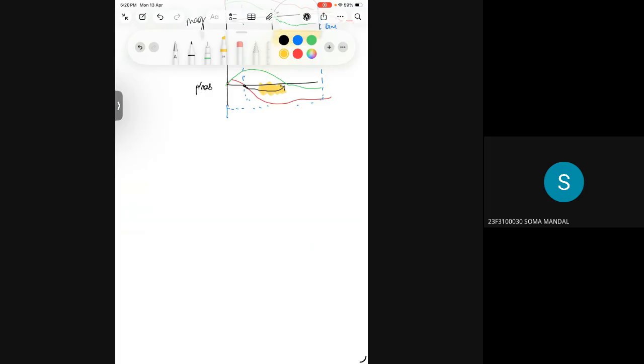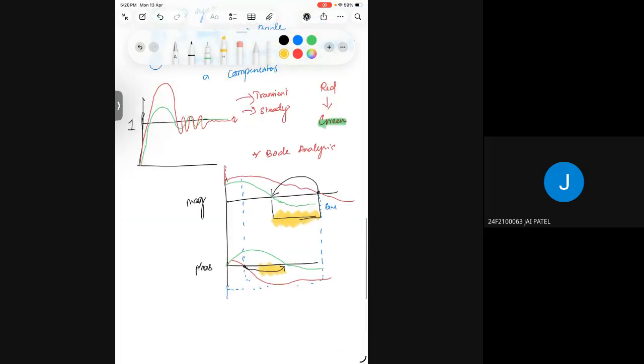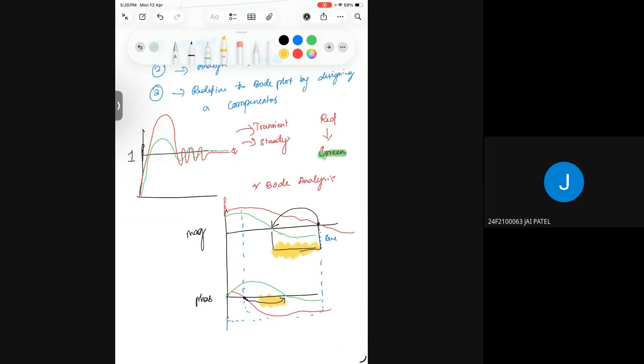Before solving problems, we need... Excuse me, ma'am. Can you explain both the diagrams, the upper one, the Bode plot, and the role of the compensator used in here?